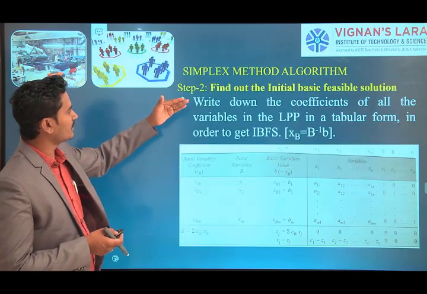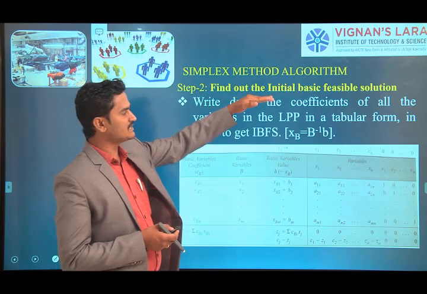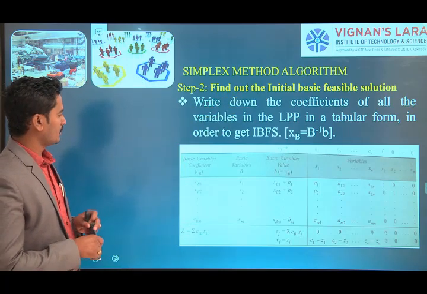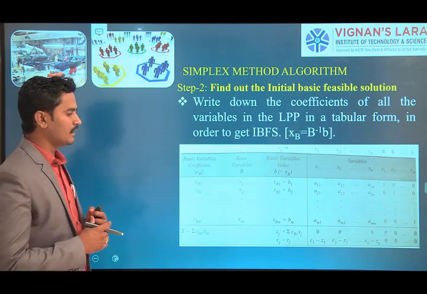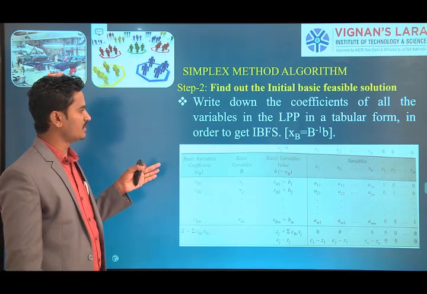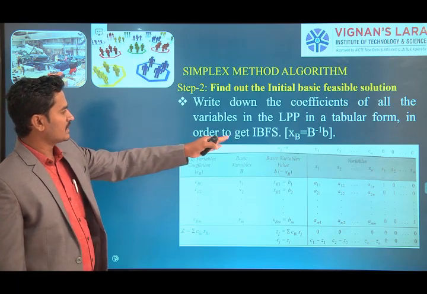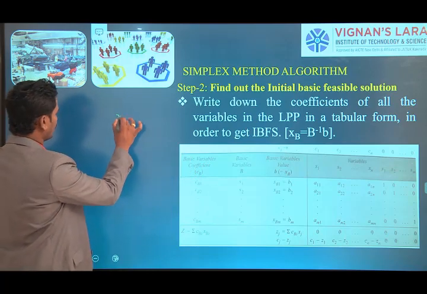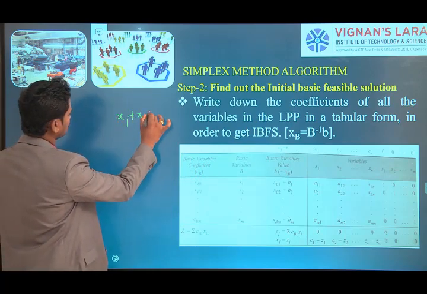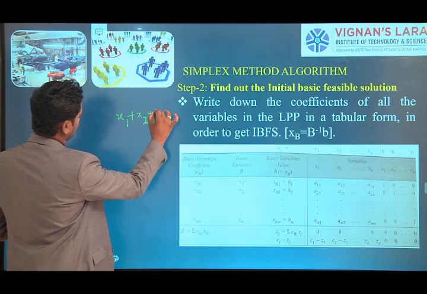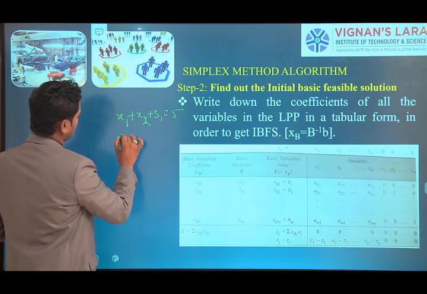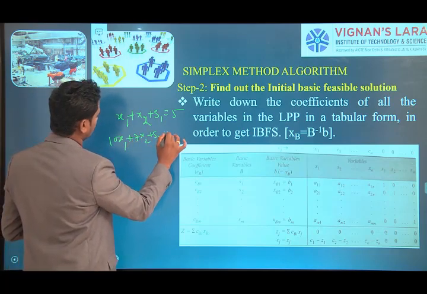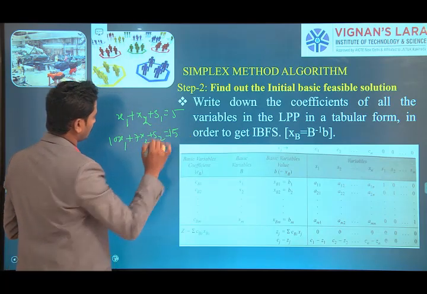Next, coming to the simplex method algorithm, second step: find out the initial basic feasible solution. Here, what is the initial basic feasible solution? Already we discussed basic solutions, basic variables and non-basic variables. From that, we are going to find the initial basic feasible solution. Already we have taken the example x1 plus x2 plus s1 is equal to 5, and x1 plus 7x2 plus s2 is equal to 15.